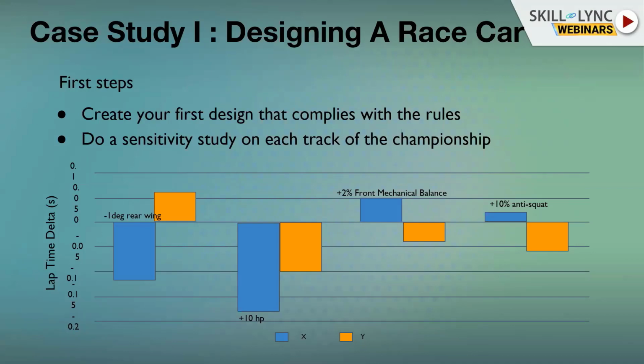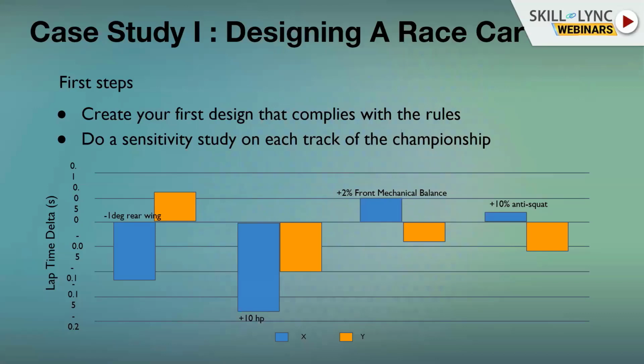And then when you have, I would say, raw numbers of your car in terms of wheelbase, track width, or roll angle, and so on, you just do lap time simulations. You run a lot of different cases, and you see directly the lap time delta you have on each circuit. So in this graph below, for example, X and Y are two different circuits, and you can see, for example, what it costs in terms of lap time to reduce the rear wing angle by 1 degree.